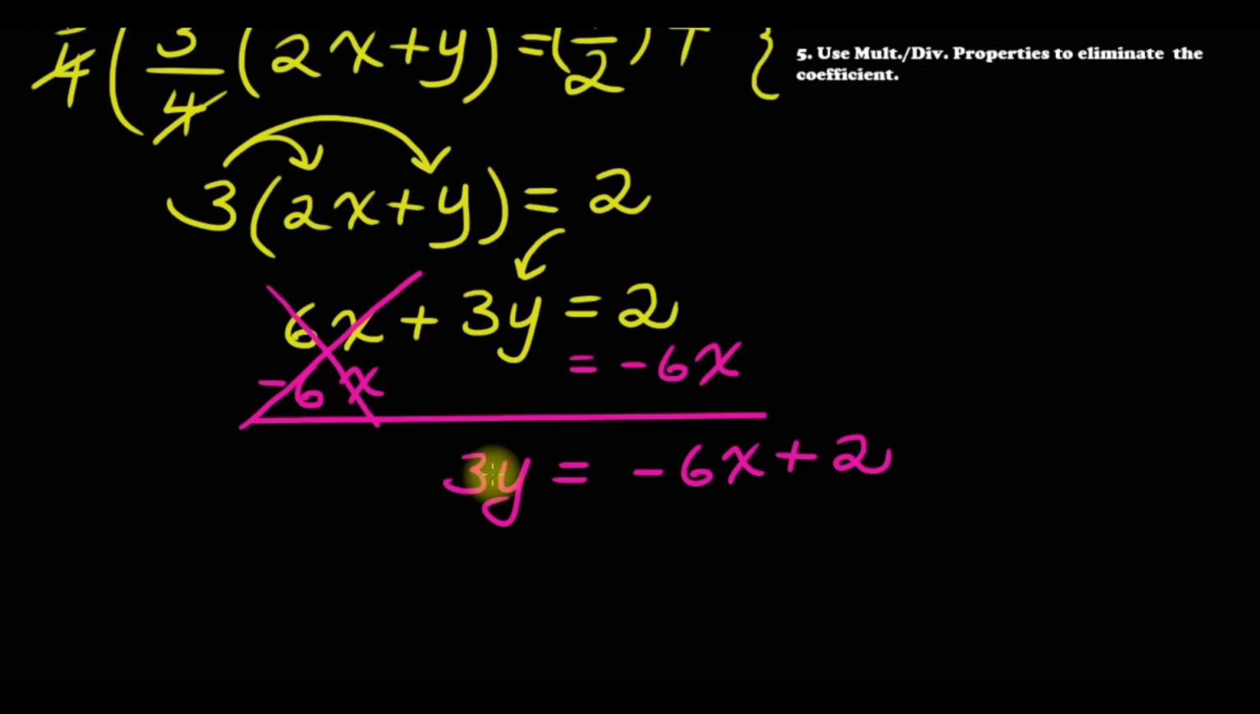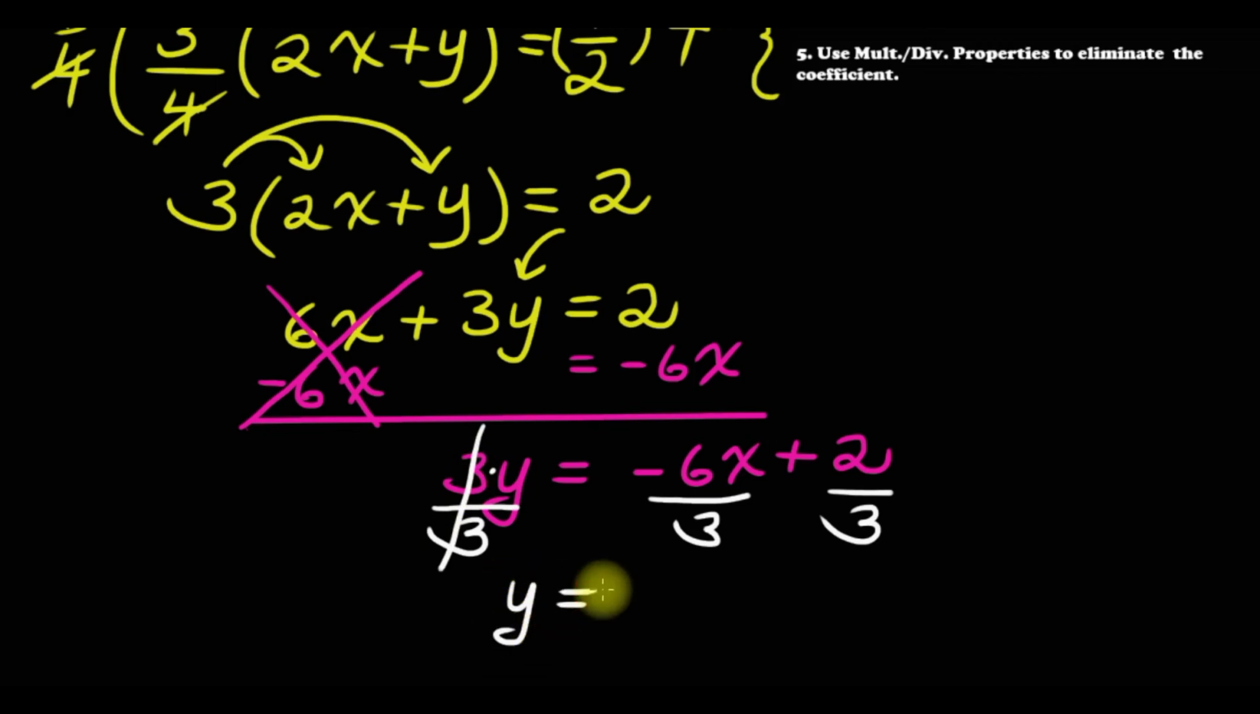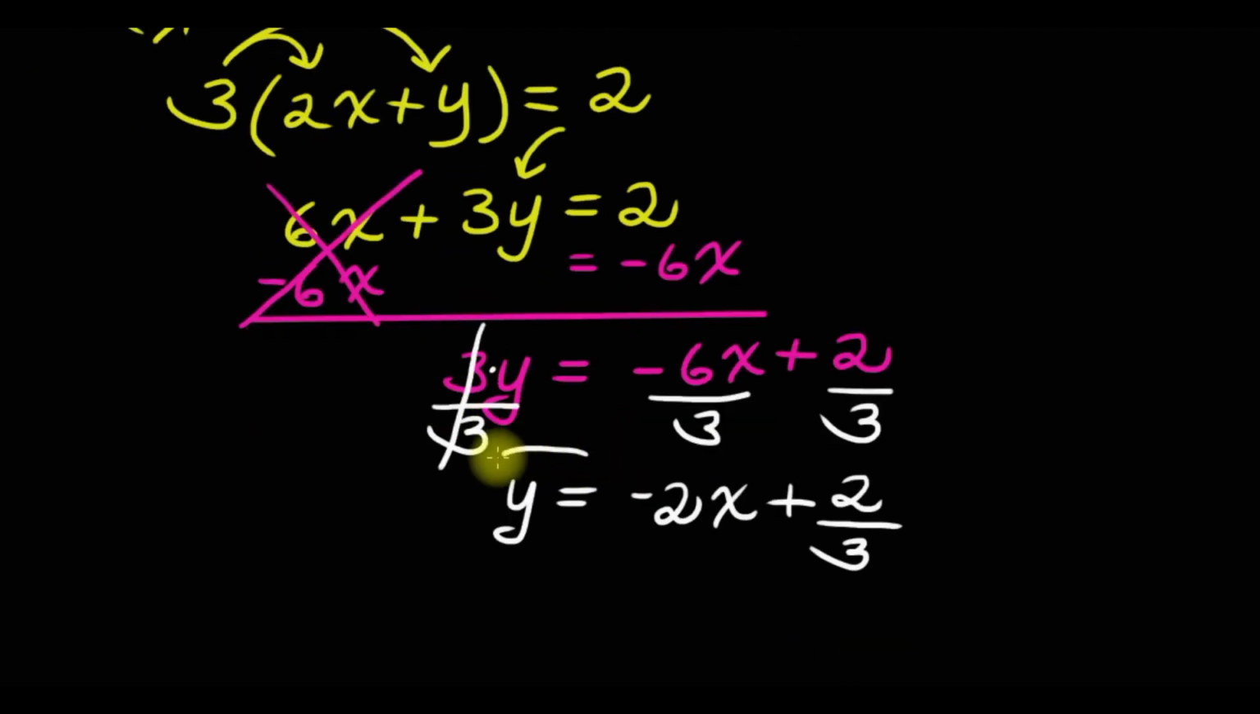So the last thing we have to do is get rid of the coefficient. So this is a multiply by 3. So to get rid of it, you divide by 3. So you divide this by 3, and then you divide this by 3. So 3 over 3 is 1, so you're left with y. And then 3 goes into negative 6 is negative 2x. And then here, 3 cannot go into 2, so we just keep it the same. Okay, so y is negative 2x plus 2/3.